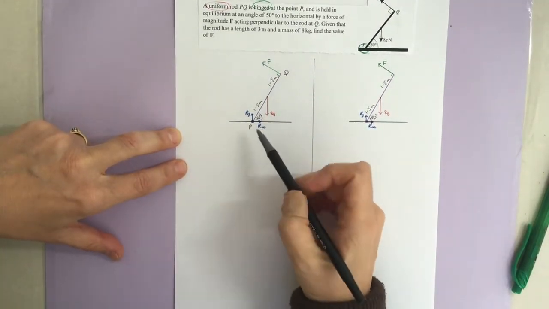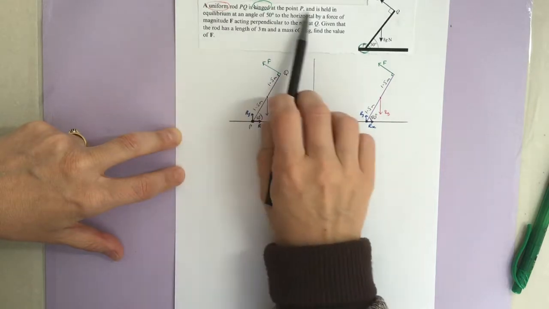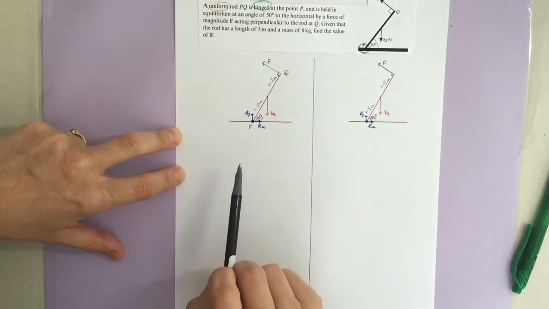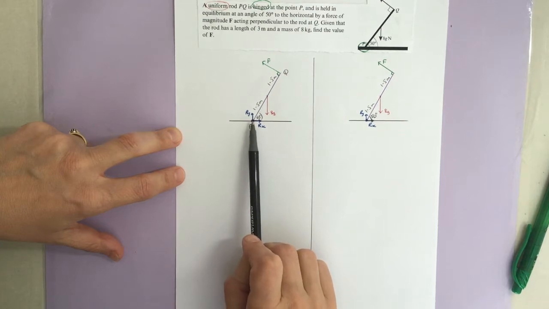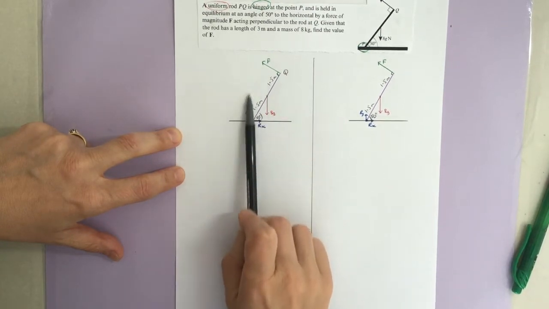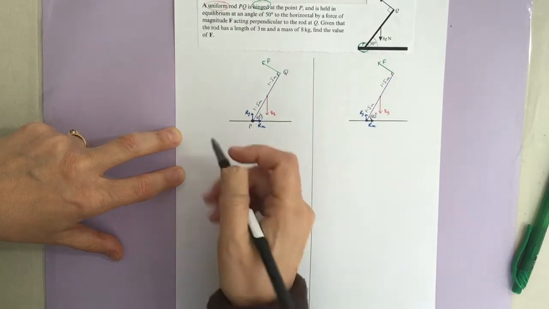So if I take moments about some other point, I'm going to have these reactions involved in that, these unknowns. I'm not interested in them in this particular question. It's not asking me about them. I'm just going to take moments about this point here, and then I don't need to worry about these. If I did vertical and horizontal, I'd still have to worry about these as well. So I'm going to take moments about point P.